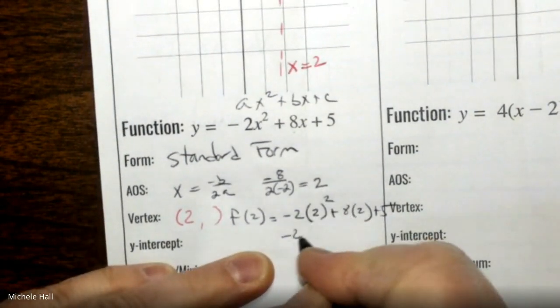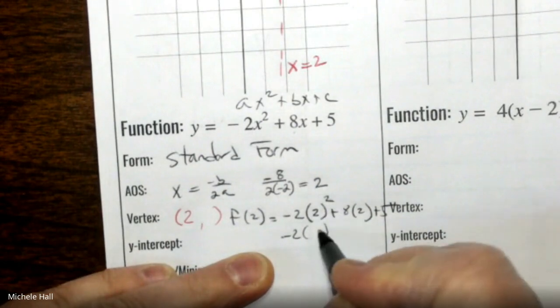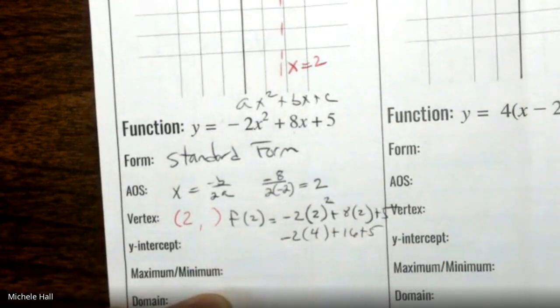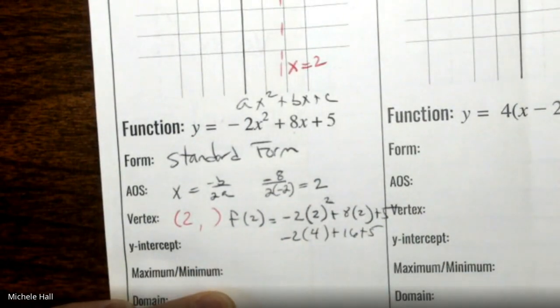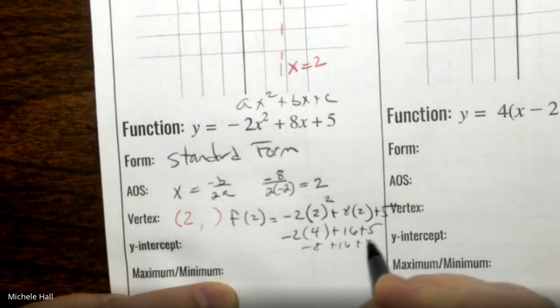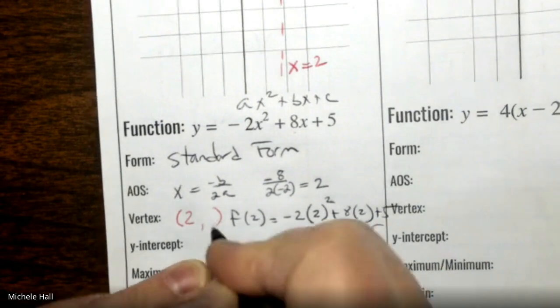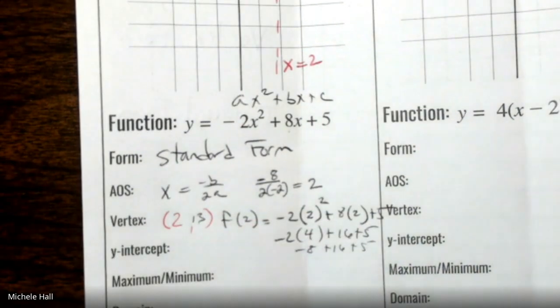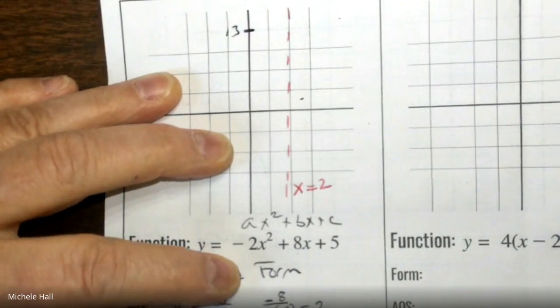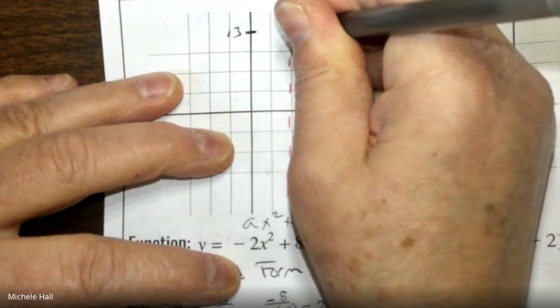So that's negative 2 times 2 squared, which is 4. And I am going to simplify as I'm going right now to negative 8 plus 16 plus 5. And then I just finish up that number crunching. Negative 8 plus 16 is 8, plus 5 is 13. Okay, so my vertex is at 2, 13. Well, my graph doesn't go all the way up to 13. And so what I'm going to do is I'm going to find a place and say, that's where 13 is. I'm going to put my vertex at 2, 13.